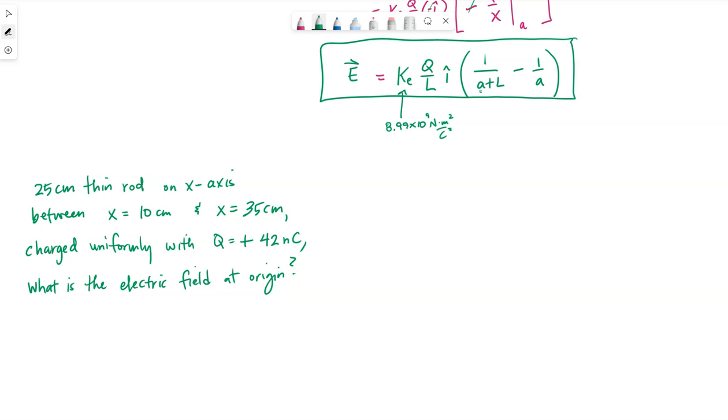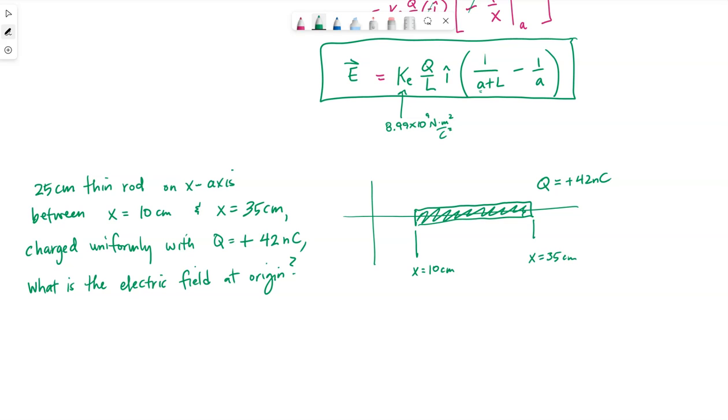So just putting this in a picture of sorts, our rod, this guy here, is total charge of 42 nanocoulombs. This end is at x equals 10 centimeters. This end is at x equals 35 centimeters, which gives the length of 25 centimeters.